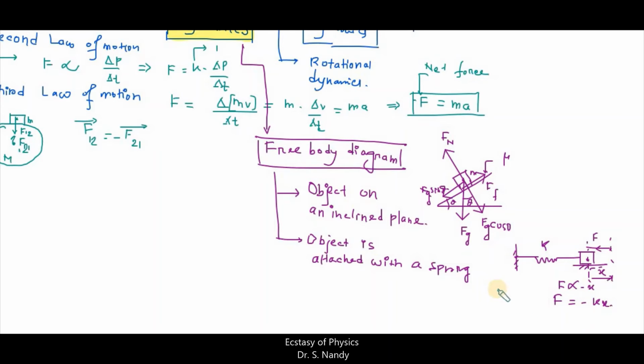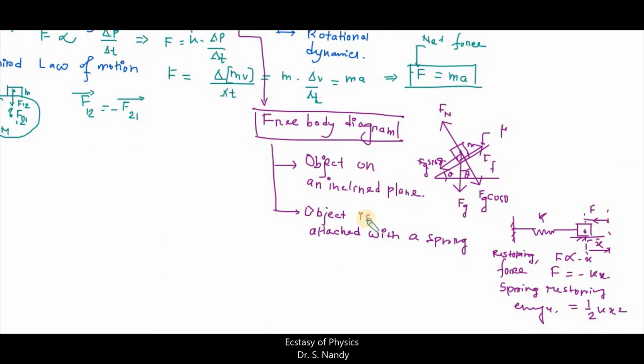That is basically representing the restoring force. From there we went through the amount of spring potential energy stored in the spring, which can be represented by the equation half k x square. So this is a kind of situation we went through. After that we went through the pulley related problem.